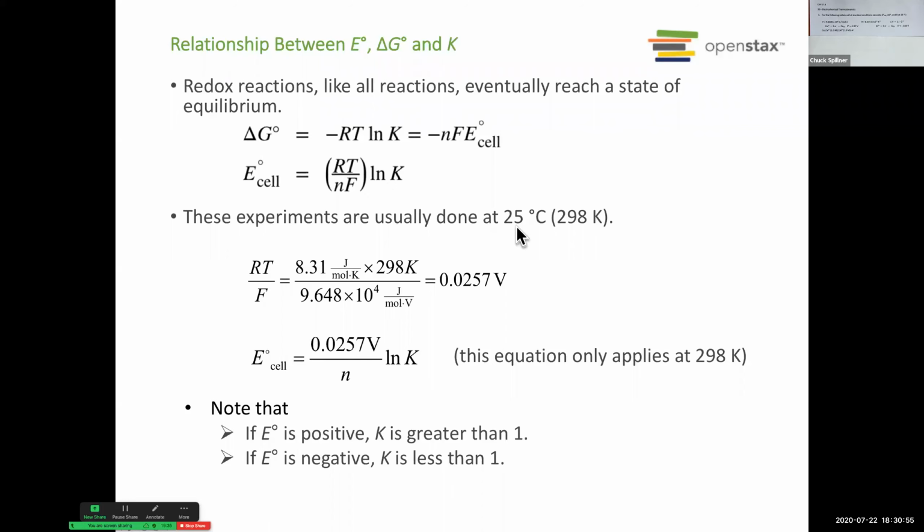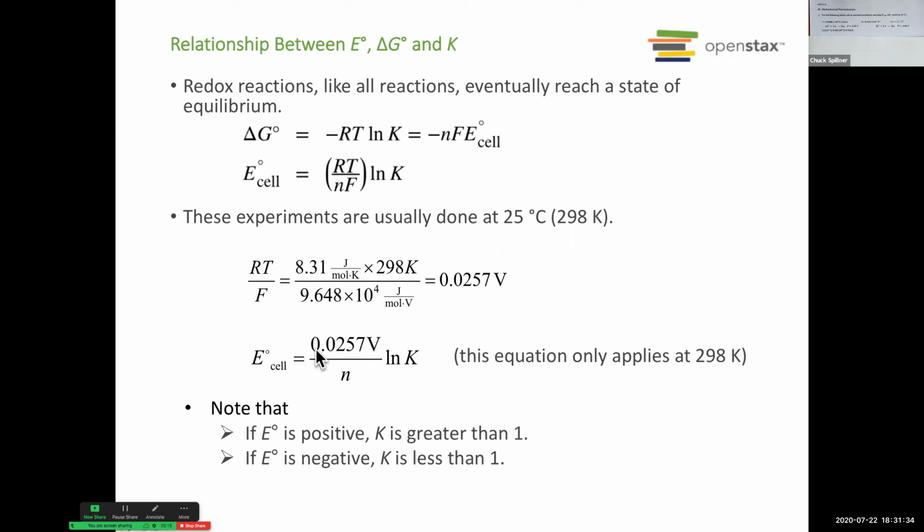So we talk about standard cell potentials and the equilibrium constant under standard conditions. We know the temperature is 298. So if we put 298 in here, and R is 8.314 joules per mole K, we can calculate this constant. This is a constant value. This would never change at 298 K. So that turns out to be 0.0257. So we can simplify this equation for standard cell potential by doing this calculation ahead of time. And this is a pretty convenient equation to use.